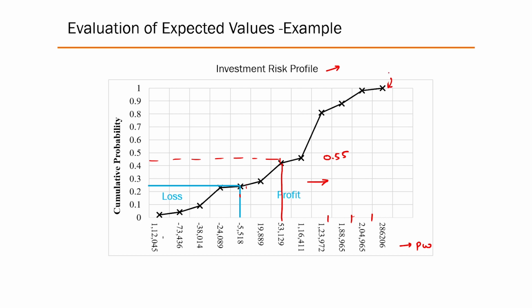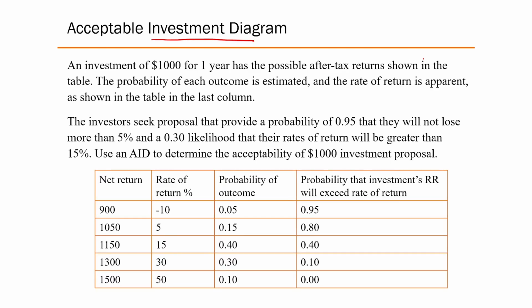So this particular curve is the outcome of the cash flow series, right? But you can also plot your acceptable diagram on a similar kind of graph, and then you can graphically compare whether the outcome that is coming out of the cash flow series is matching your requirements or not. Okay, I'll show you how.